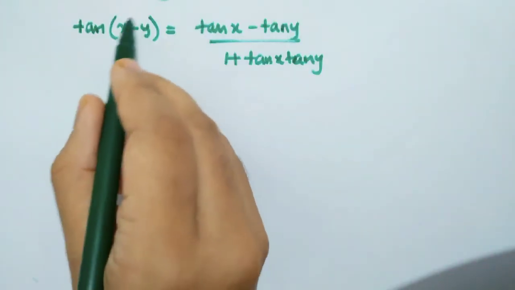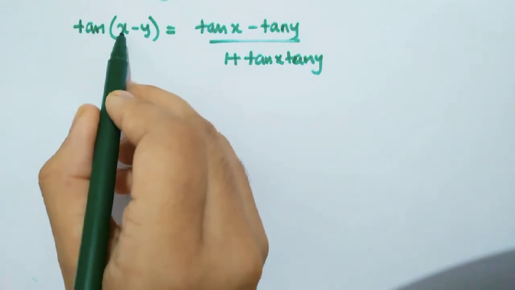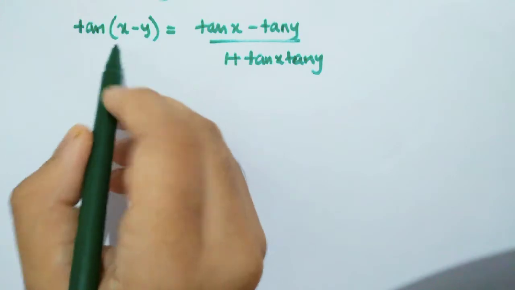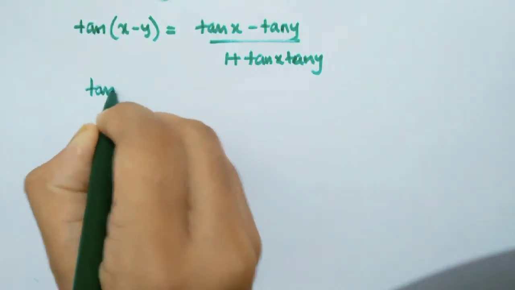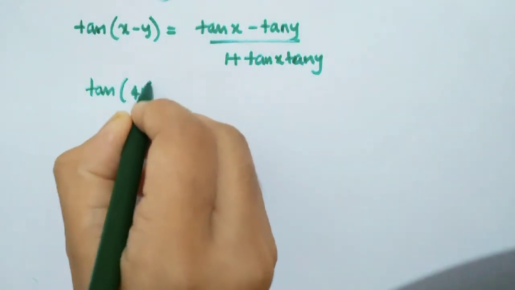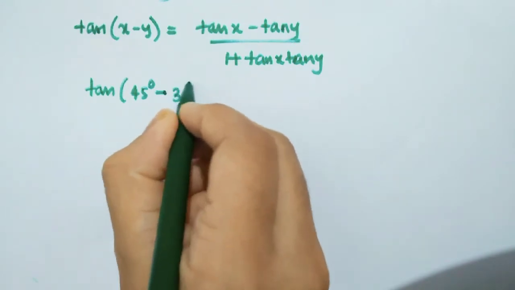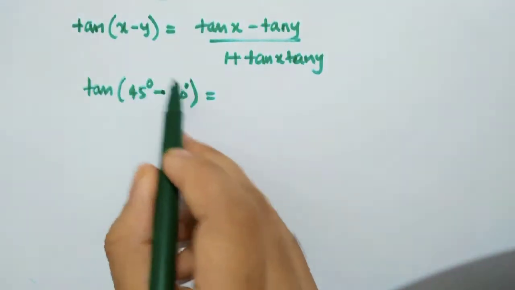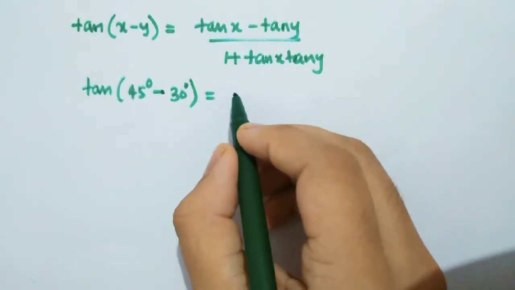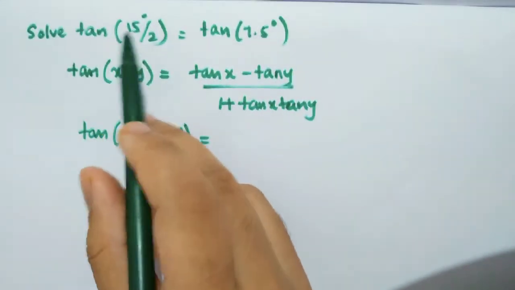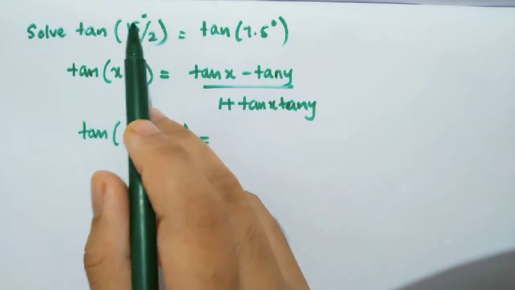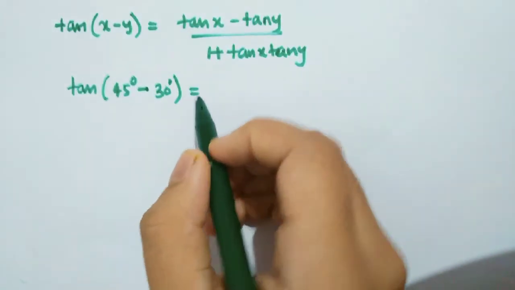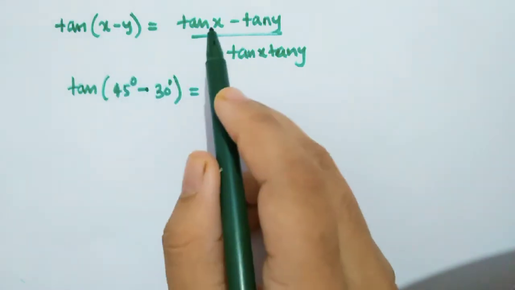Here, for getting 15 degree, we know that x can be taken as 45 degree and y can be taken as 30 degree, so that this will be tan of 45 degree minus 30 degree. So here x is 45 degree and y is 30 degree, so that we get 15 degrees. Because we don't know the real tan 15 degree. If we know tan 15 degree, we can find tan 15 by 2 also. But since we don't know tan 15 degree, we are trying to find it using this formula.